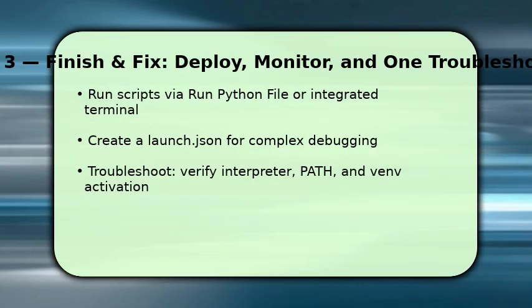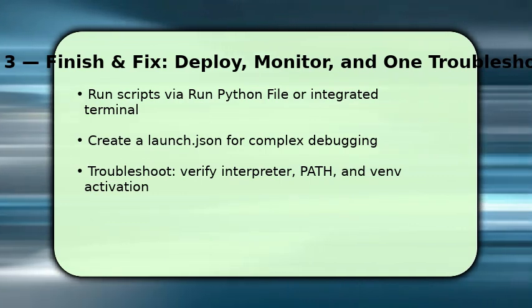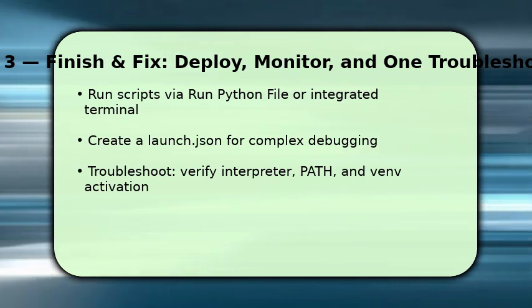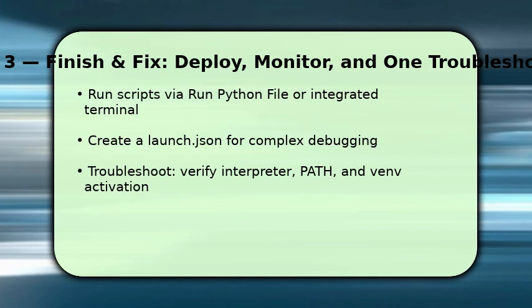To finish, run your script with Run Python File in the editor or use the integrated terminal to run python script.py. For breakpoints and step-through debugging, create or update launch.json via the Run view to configure program, args, and working directory. Also set formatters and linters in settings to match your workflow.